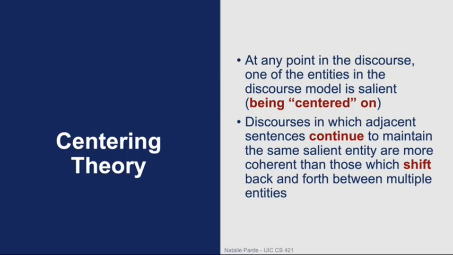Centering theory is a model of entity-based coherence. It's based on the idea that at a given point in a discourse, there is always one entity that is being, quote-unquote, centered on. Moreover, the premise of centering theory is that if a discourse continues to center on the same entity in the next sentence, that next sentence is more coherent with the original sentence than an alternative sentence that does not center on the same entity.